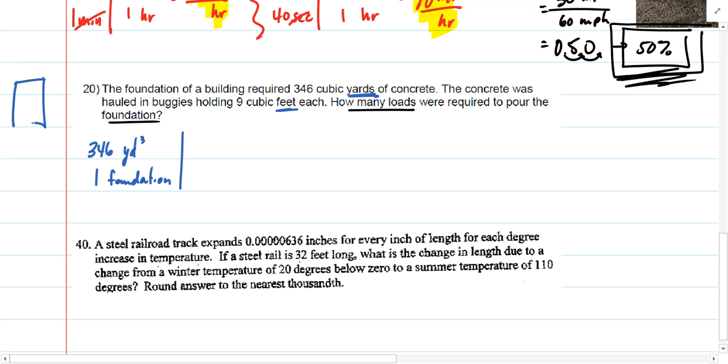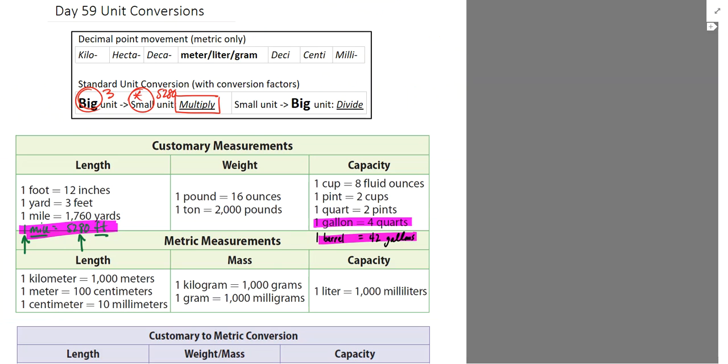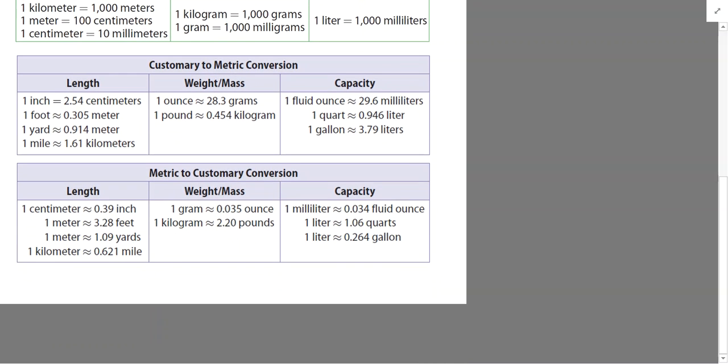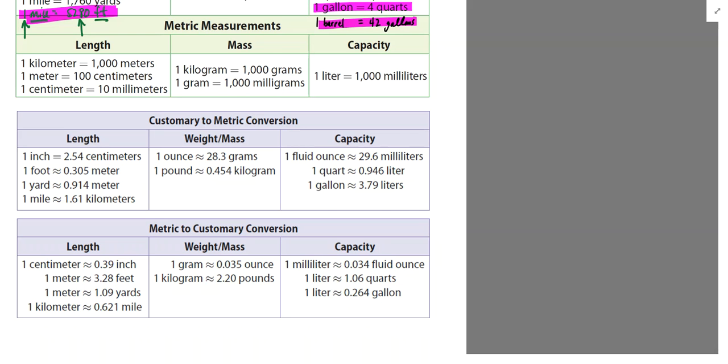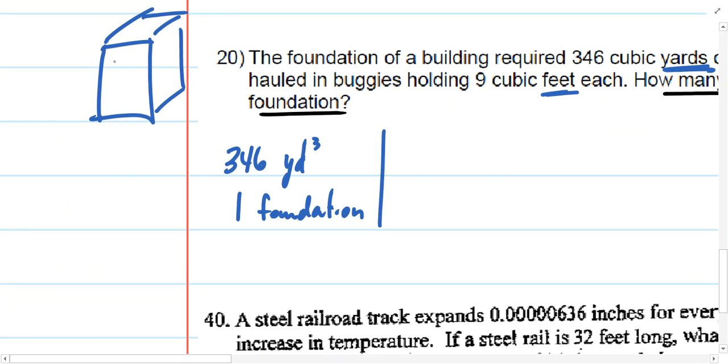And real quick, I don't believe this is a measurement that's on our conversion chart. No, I'm not seeing cubic yard to cubic feet or anything like that. Okay, so let's just think through this for a second. A yard is 3 feet wide. So if I make a cubic yard, that would be like 9 square feet on the front of this face, but now the face has to be 3 units deep as well.